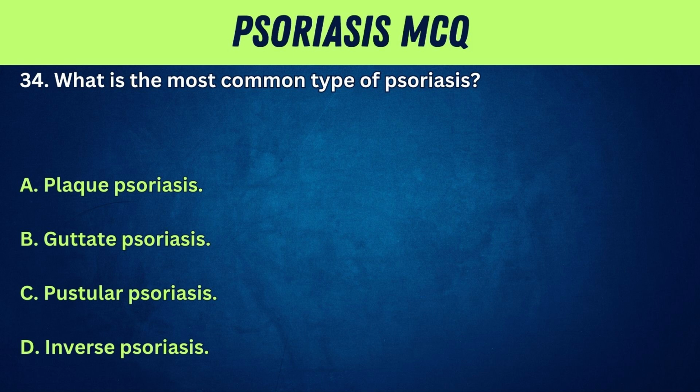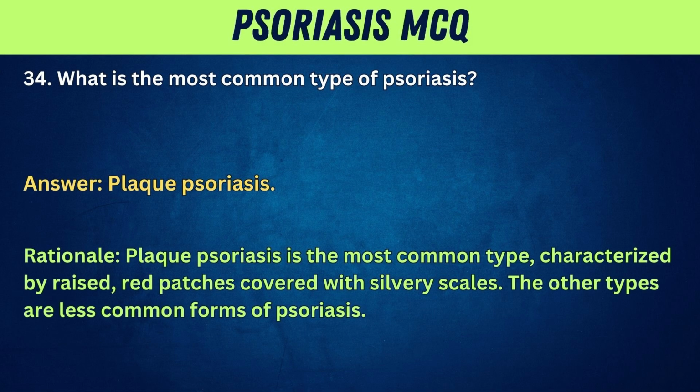34. What is the most common type of psoriasis? A. Plaque psoriasis. B. Guttate psoriasis. C. Pustular psoriasis. D. Inverse psoriasis. Answer. Plaque psoriasis. Rationale. Plaque psoriasis is the most common type, characterized by raised, red patches covered with silvery scales. The other types are less common forms of psoriasis.